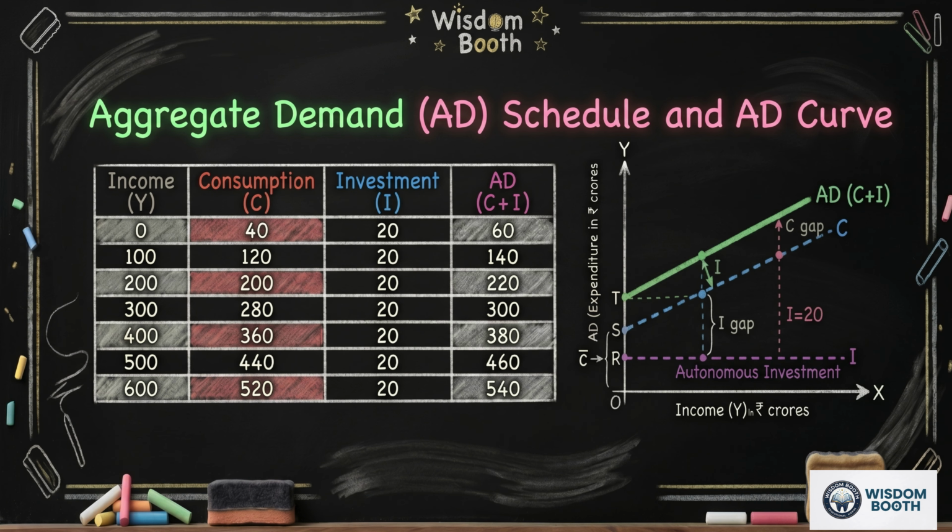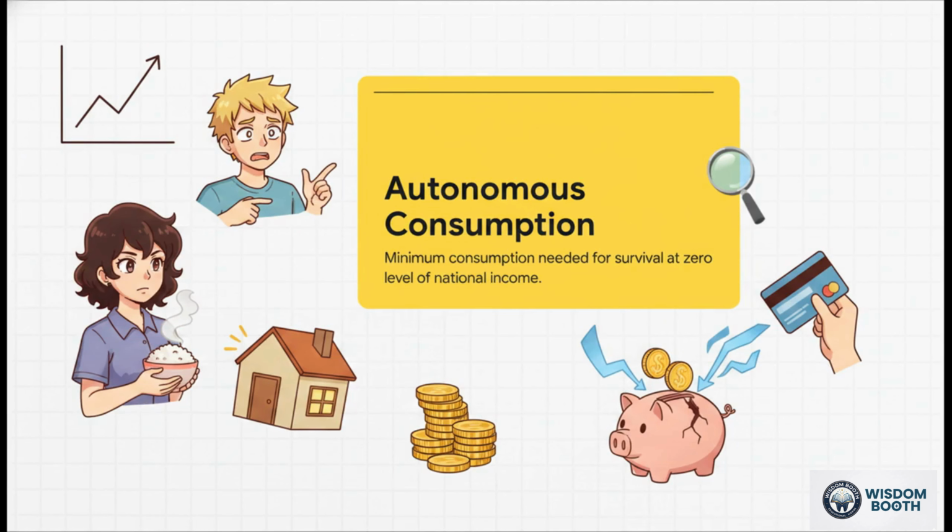But let's go back to our baseline graph for a second. Have you noticed that our starting line doesn't begin at the 0 origin point? Why on earth is that? Well, it starts higher than 0 because of a concept called autonomous consumption. This is absolutely crucial to understand. It's the absolute minimum level of consumption needed for survival, even if the national income is at 0.